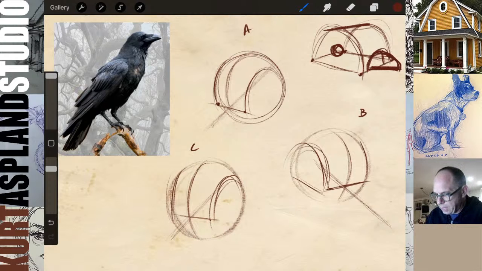All right, let's add a beak starting with A. So the beak is going to be almost like this, something like this. We're going to come out in the same direction here.